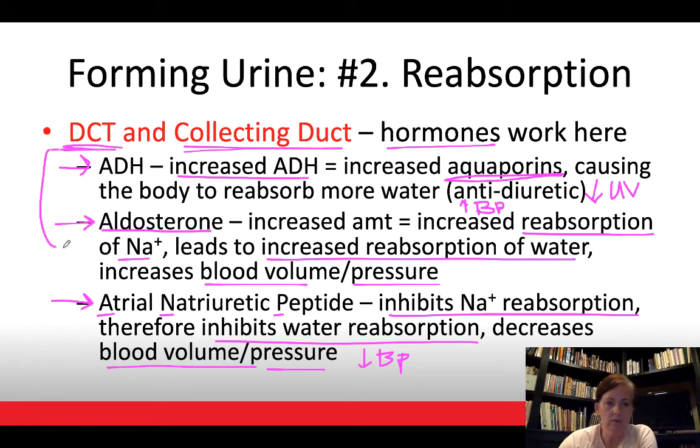Okay, so look at the trend here. These two have the net effect of increasing blood pressure, right? This one, ANP, has the net effect of decreasing blood pressure. Okay, so they're kind of in different categories.